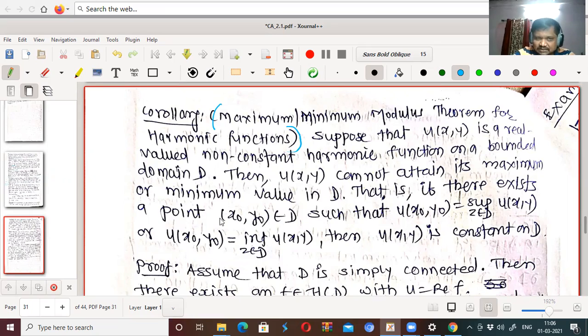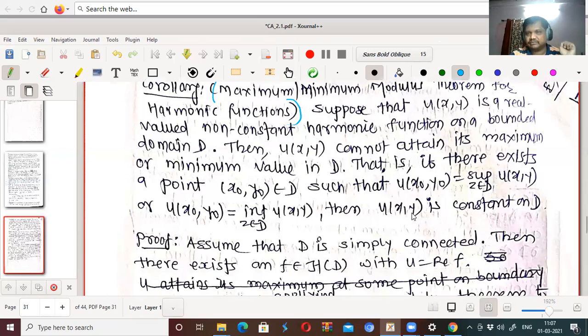That is, if there exists a point (x0,y0) in D such that u(x0,y0) is the maximum value or supremum value of u(x,y) for all z belonging to D, or u(x0,y0) is the infimum value of u(x,y) for all z belonging to D, then u(x,y) should be constant on D. Then and only then will it happen.